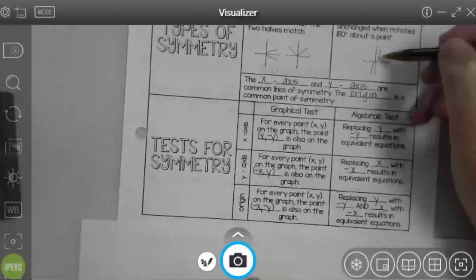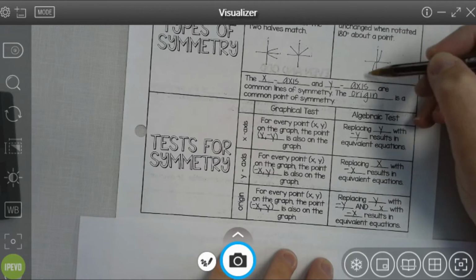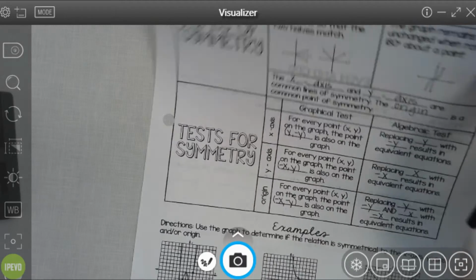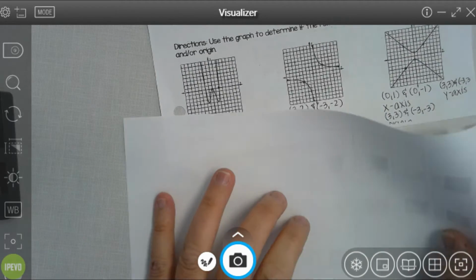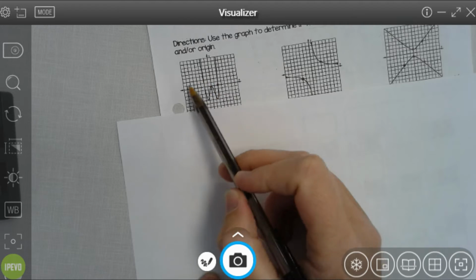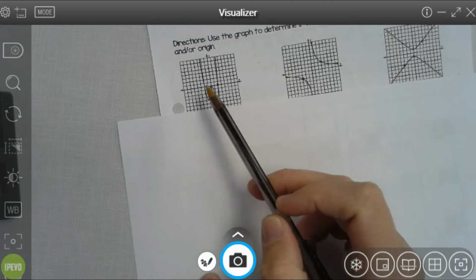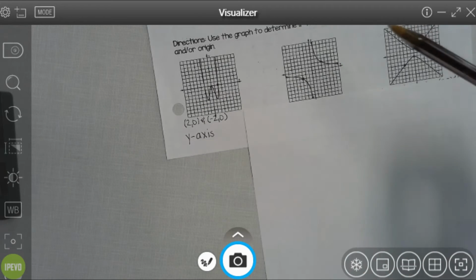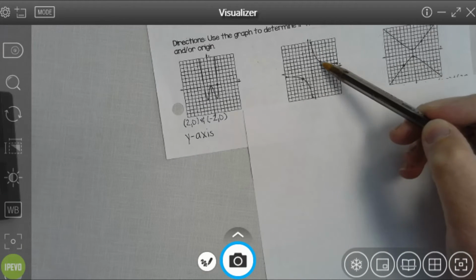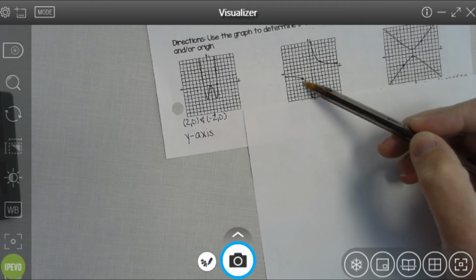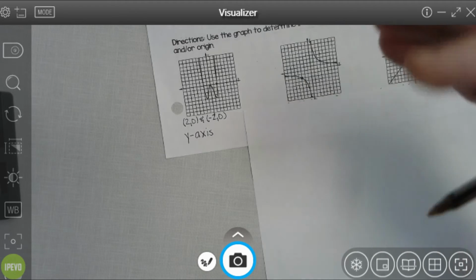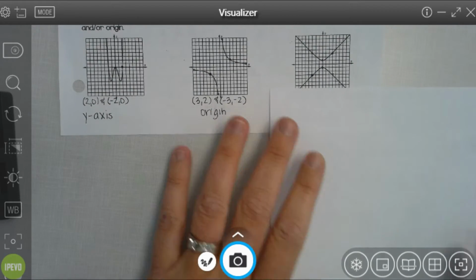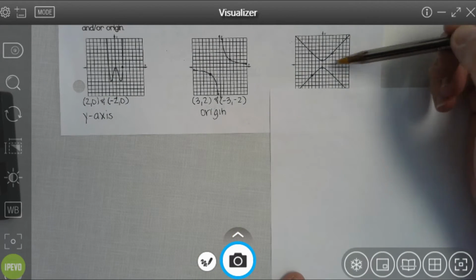For an origin, it's a double reflection. So your x's and your y's both change. So if we look at some pictures down here, right here, if I reflect this over, it's the exact same picture over the y-axis, so that is why it would be a y-axis symmetry, right? And then this right here, if I looked at this point and I changed both the signs on them, I get this one down here. Or if you think about flipping it over the x and the y-axis, so do a double flip, then you get the picture back.